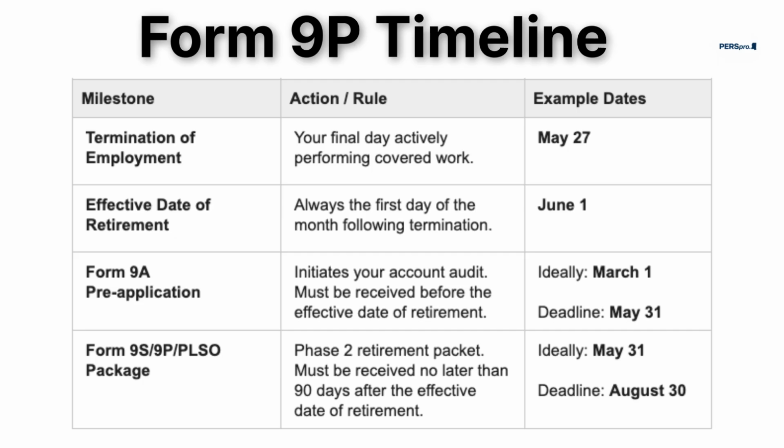Form 9P should ideally be filed with Form 9S and Form PLSO before your effective date of retirement, although you can file it up until 90 days following that effective date. For example, if your effective date of retirement is June 1st, then ideally you submitted your Form 9P by May 31st, but absolutely no later than August 30th. If you miss this 90-day window, your retirement application becomes completely null and void, forcing you to restart the entire process, which results in a new delayed effective date of retirement.